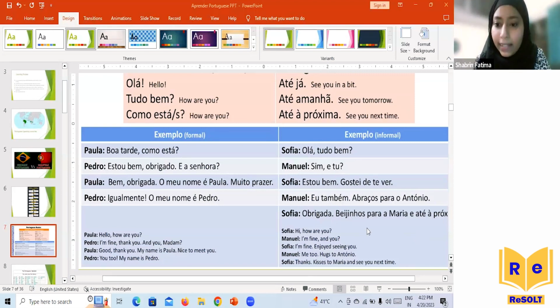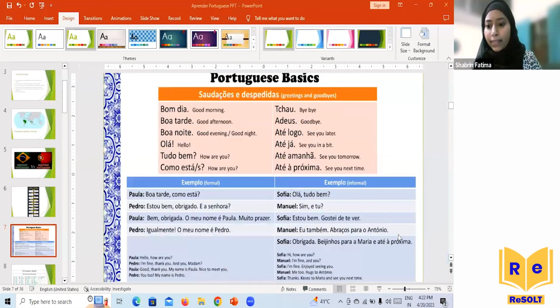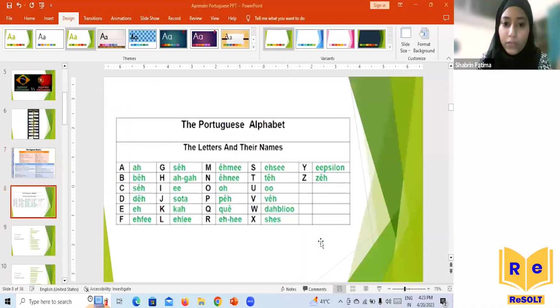Beijinhos para a Maria e até a próxima. Beijinhos means kisses. Abraços means hugs, and beijinhos is kisses. Kisses to Maria, and see you next time. Até a próxima means see you next time. So Sophia is saying até a próxima, see you next time. Okay, so this is the conversation, formal and informal. This is the basic conversation.